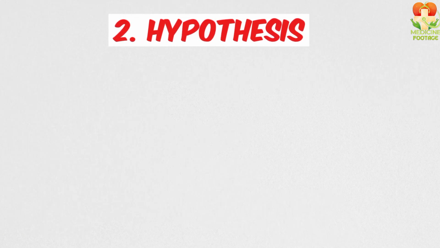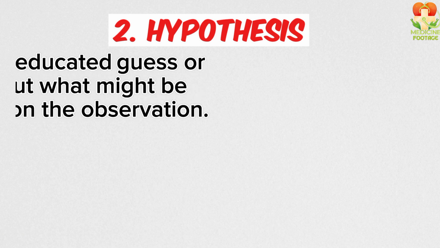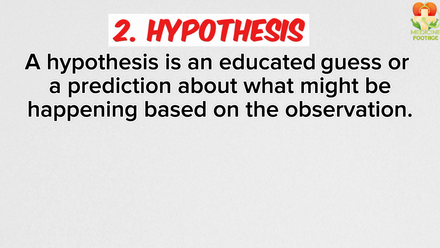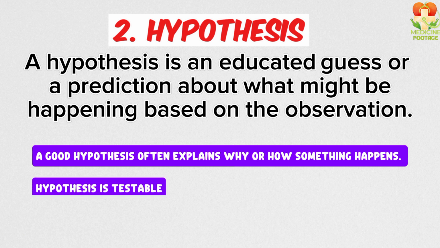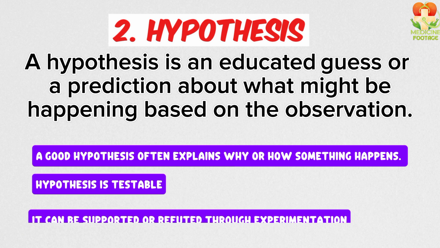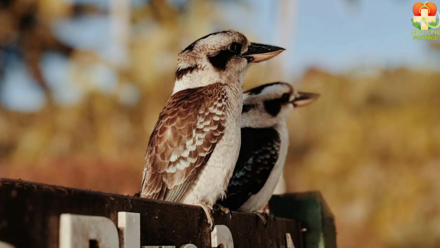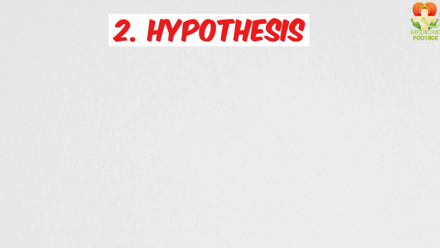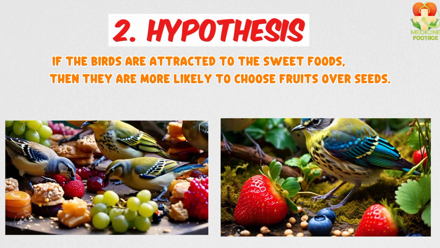2. Hypothesis. Once you've made an observation, it's time to form a hypothesis. A hypothesis is an educated guess or a prediction about what might be happening based on the observation. In biology, a good hypothesis often explains why or how something happens. It's important to remember that a hypothesis is testable. This means it can be supported or refuted through experimentation. For our bird example, a hypothesis could be if the birds are attracted to the sweet foods, then they are more likely to choose fruits over seeds.